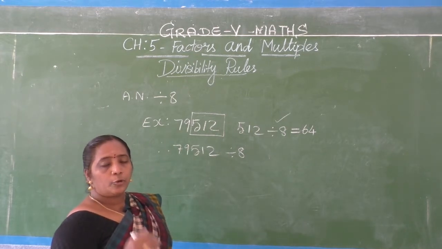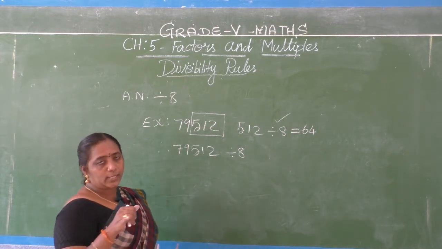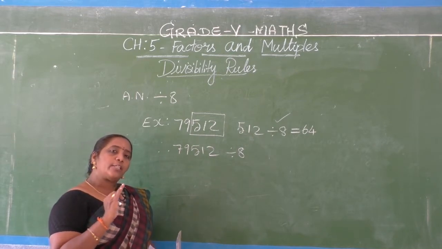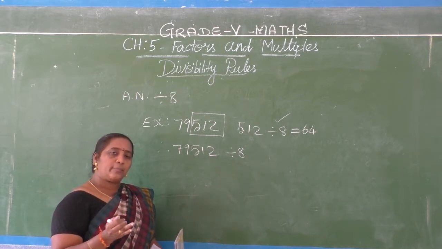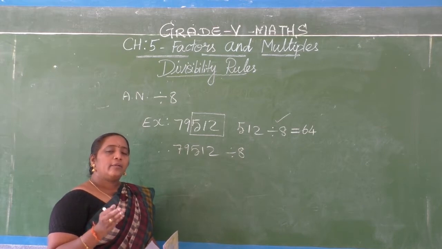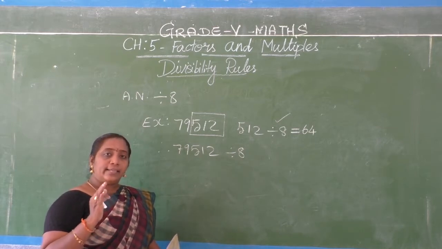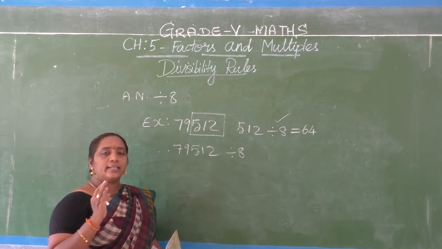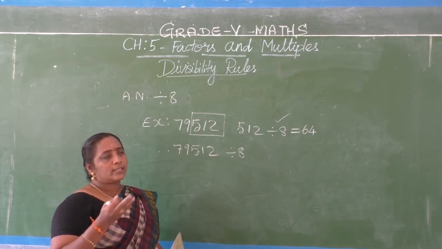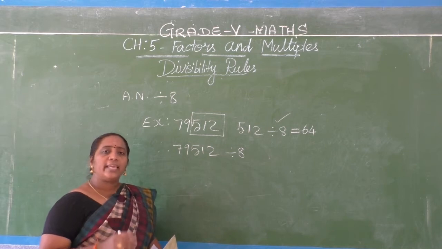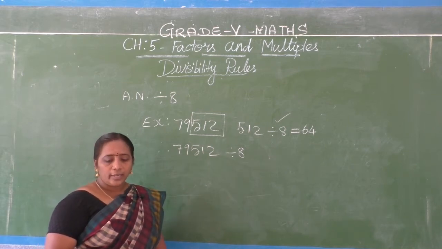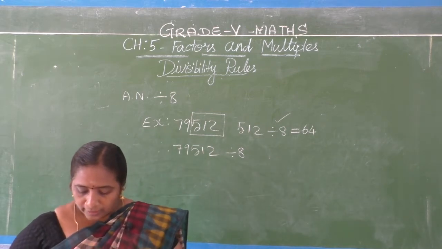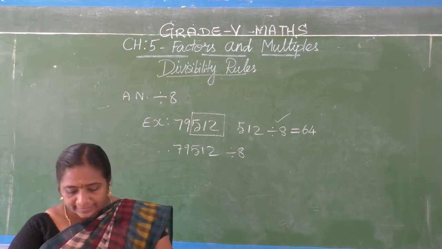Now we check it. Okay? For 2, you have to check the ones place only. For 4, you have to check the ones with the tens place, a 2-digit number. For 8, you have to take the 3-digit place: ones, tens, hundreds. Three places you have to take and check by 8, which means the whole number will be divisible by 8. Okay?